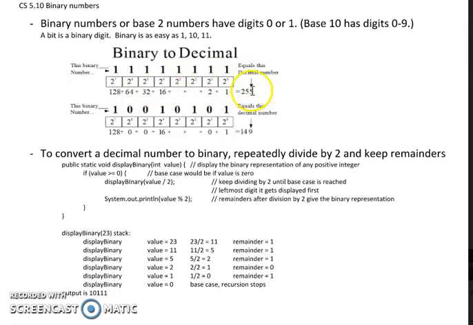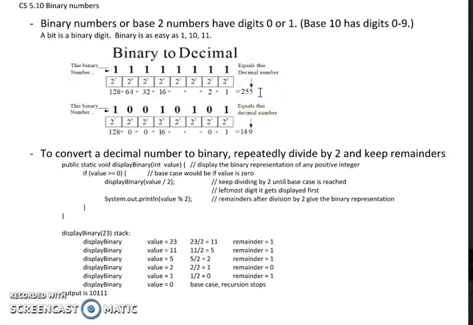Well, in base 2, if I have 8 places, up to 2 to the 7th, the highest number I can represent is if I turn them all on, give them the highest possible value of 1, and add them all up. I get 255. 128 plus 64 plus 32 plus 16 plus 8 plus 4 plus 2 plus 1 is 255.